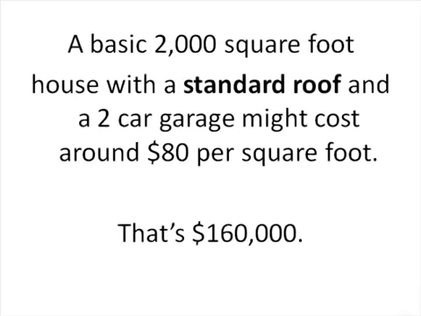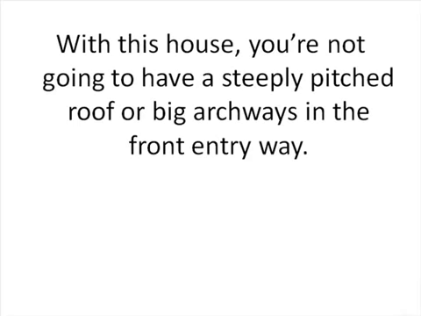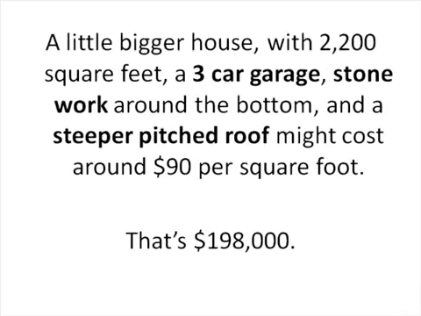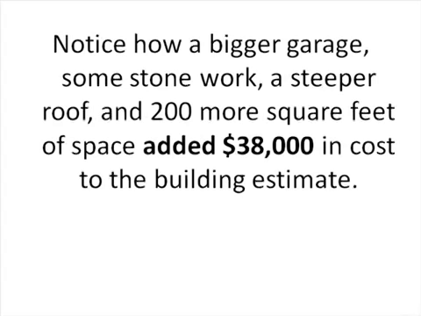A basic 2,000 square foot home with a standard roof and a two-car garage might cost around $80 per square foot. That's $160,000. With this house, you're not going to have a steeply pitched roof or big archways in the front entryway. It's a standard house. A little bigger house with 2,200 square feet, a three-car garage, stonework around the bottom, and a steeper pitched roof might cost around $90 per square foot. That's $198,000. Notice how a bigger garage, some stonework, a steeper roof, and 200 more square feet of space added $38,000 in cost to the building estimate.